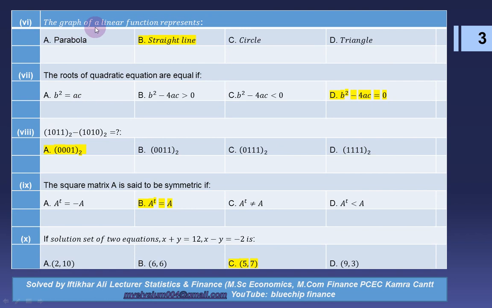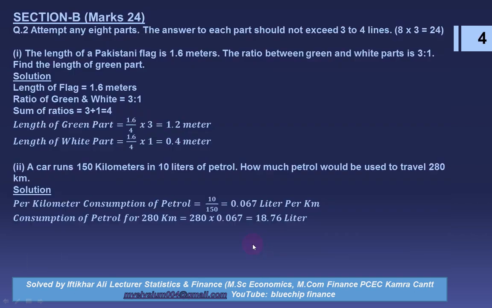The graph of a linear function represents a straight line. The roots of a quadratic equation are equal if b square minus 4ac equals 0. 1011 binary minus 1010 binary: the correct option is 001 binary. The square matrix A is said to be symmetric if A transpose equals A. A solution set of the two equations x plus y equals 12, x minus y equals minus 2 is 5, 7. Option C is correct.